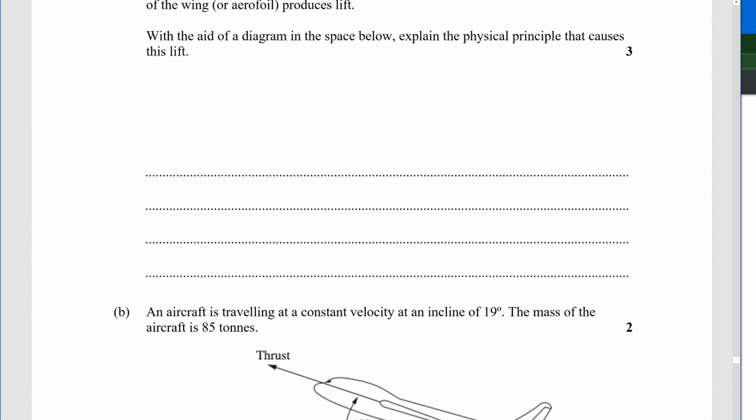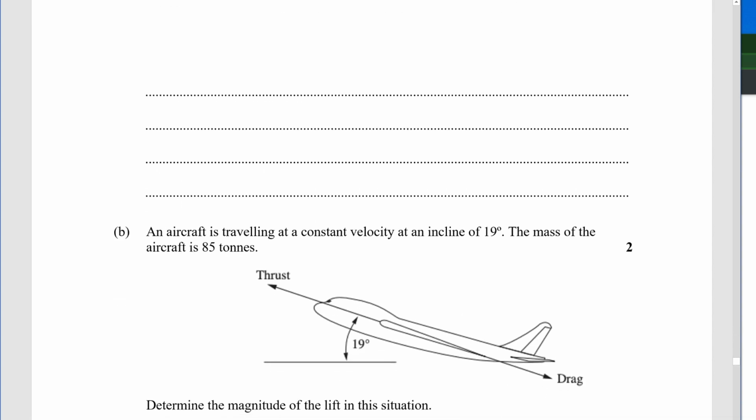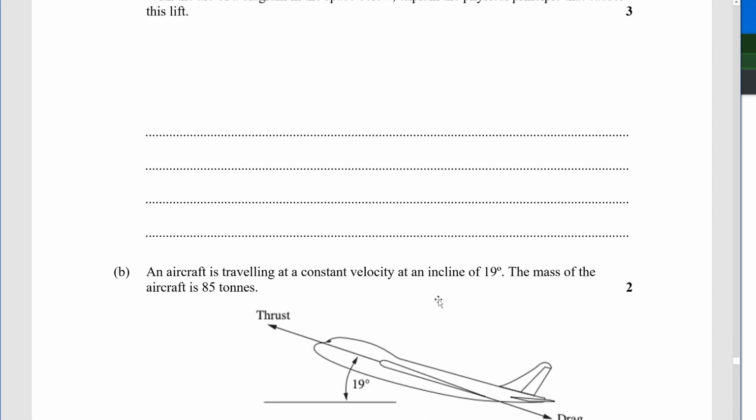What was that, 3 marks? So as long as you've drawn the wing and you've drawn air above and air below, so let's say you've drawn the wing, we said low pressure, high pressure, and you then drew lift perpendicular to the wing. I would say that was a sufficient diagram. And then in your explanation you say that the movement of the air over the wing creates a low pressure above the wing, a higher pressure below the wing. The difference between these two pressures generates lift perpendicular to the wing. I would be happy with that for 3 marks.